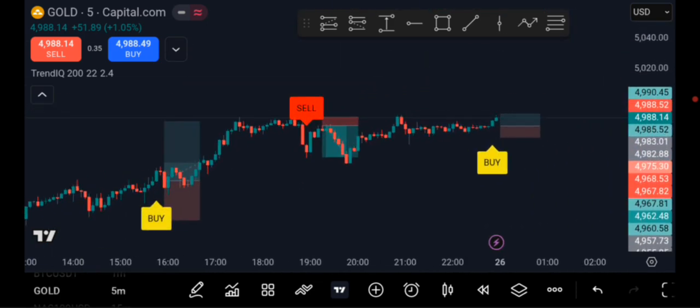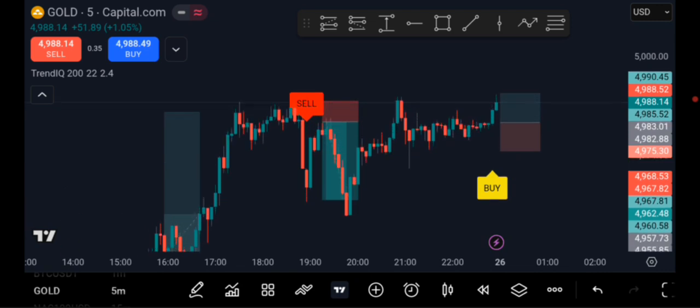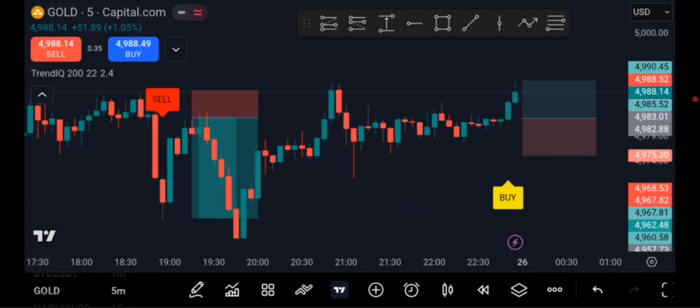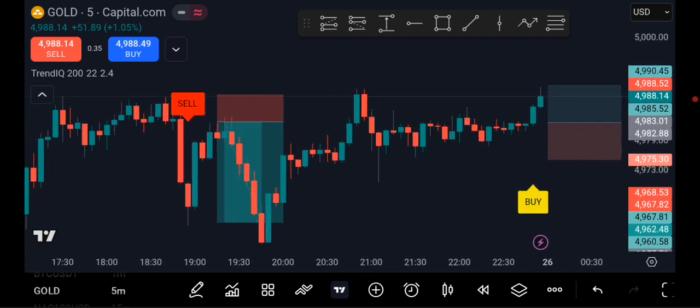Solid 1-to-5, but I probably took 1-to-1 out of it, I think, but it gave me a solid 1-to-5. Then going forward, I got another sell, which was yesterday evening.